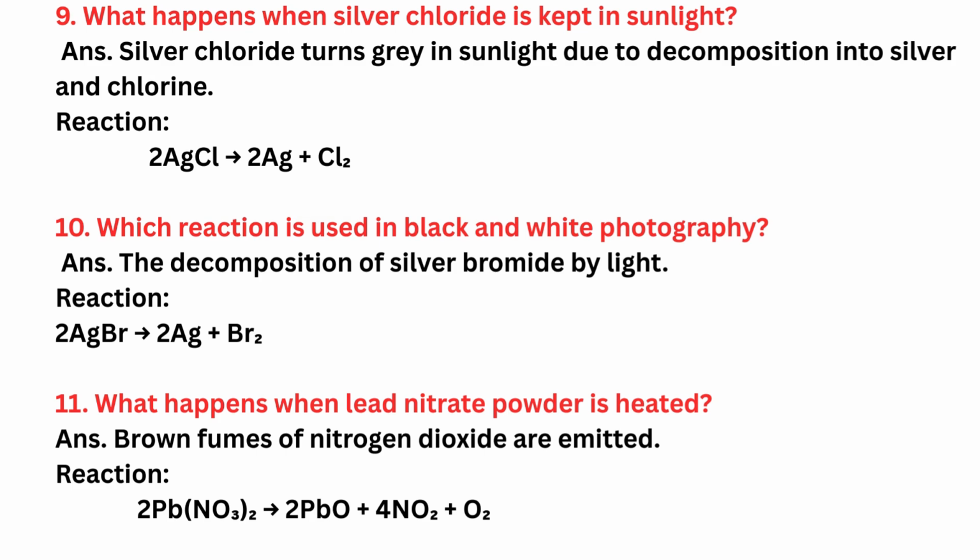Question number 11, what happens when lead nitrate powder is heated? Answer, brown fumes of nitrogen dioxide are emitted. Reaction: 2Pb(NO3)2, lead nitrate on heating gives 2PbO, that is lead oxide plus 4NO2, nitrogen dioxide plus oxygen.